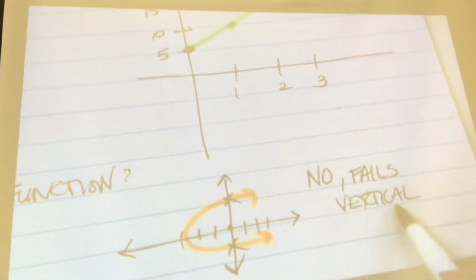You guys, vertical is C-A-L, by the way. Some of you guys are still spelling it C-L-E. Vertical line test.